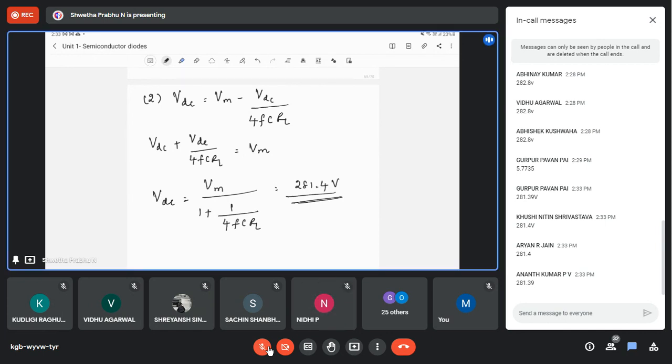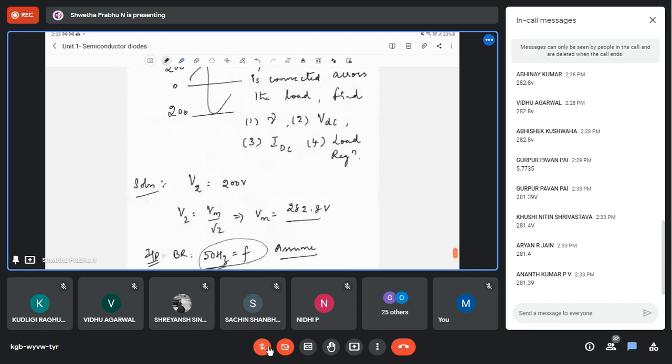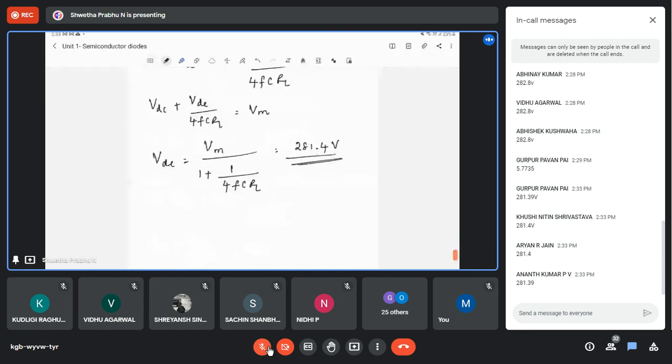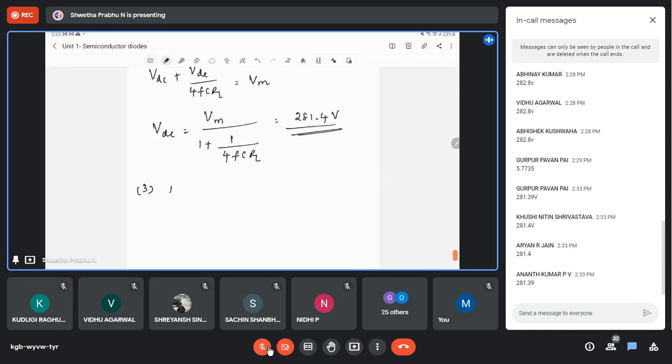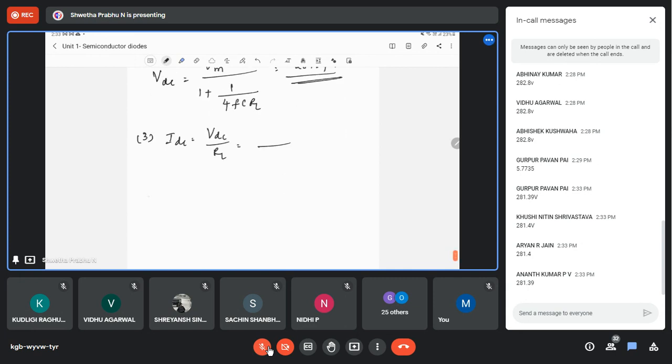Okay, next. Proceed. Continue. So find IDC, load regulation, third parameter to find IDC. So you got VDC from the previous step, substitute, you'll get IDC. And then coming to the fourth parameter, load regulation, 1/4 FCRL. So find these two. For load regulation, keep the value in percentage, multiply by 100.